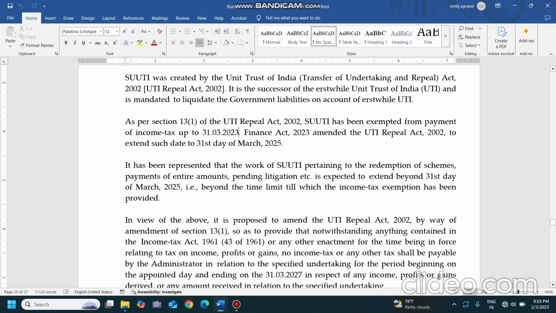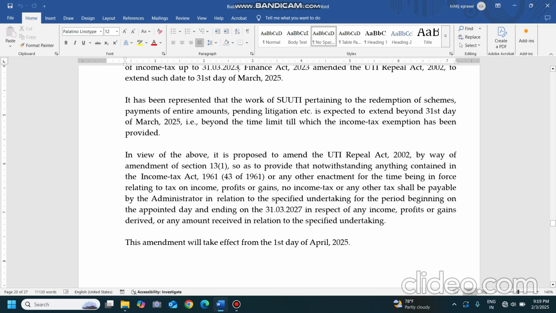SUTI, the specified undertaking of Unit Trust of India, has been exempted from payment of income tax up to 31st March 23. Earlier this exemption was given till 31st March 23. Now in Finance Act 23, this time period was extended to 31st March 25. But whatever transactions they are doing, redemption of schemes, payments, pending litigation and other things, it may go beyond 31st March 25 also. So they cannot take the exemption. These are lengthy processes and it may take time.